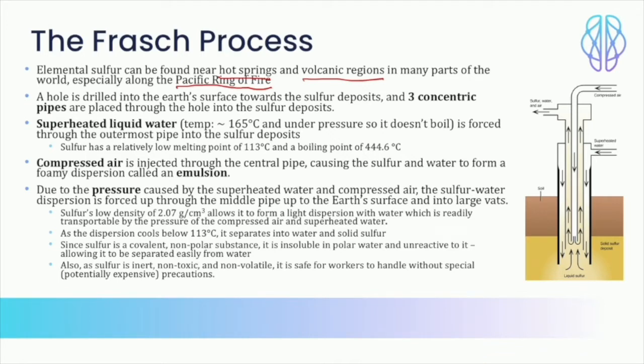And that's exactly what we'll do in the flash process. So the first thing we're going to do once we find this sulfur deposit is drill this piece of machinery directly into that deposit. Essentially, it has one larger pipe with 3 smaller concentric pipes within it, and each of these serve a specific function in order for us to extract that sulfur.